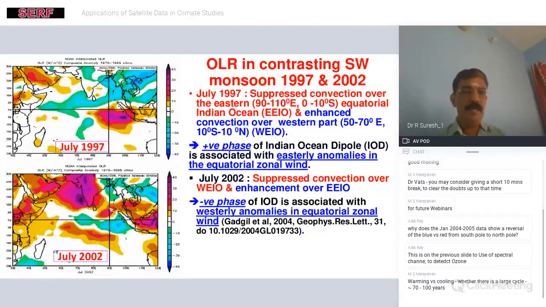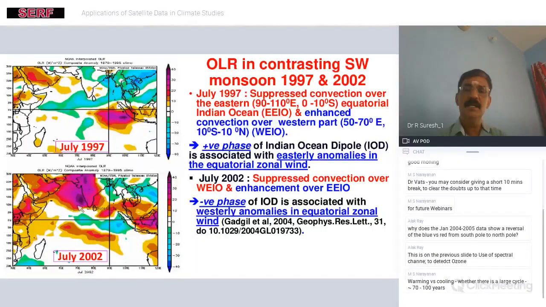So by comparison, you can compare 2002. This positive value of OLR anomaly is not seen over here. Instead, it is negative. So that shows that here it is an enhanced convection. Negative OLR anomaly, that is the low value of OLR. So cloudings are there. That is why here it is precipitating much, whereas here it is almost dry.